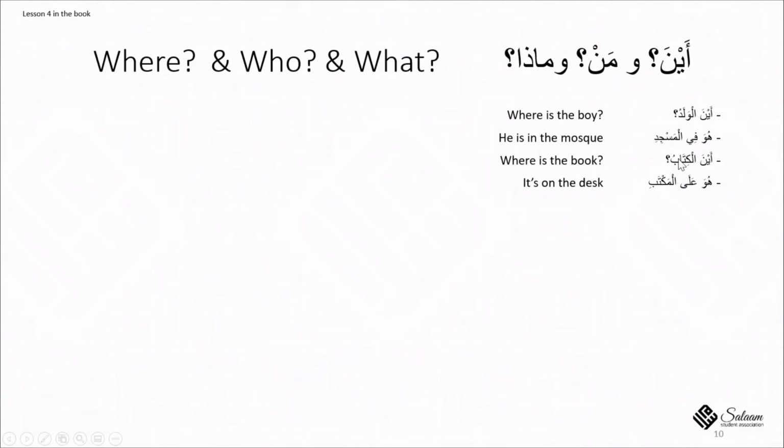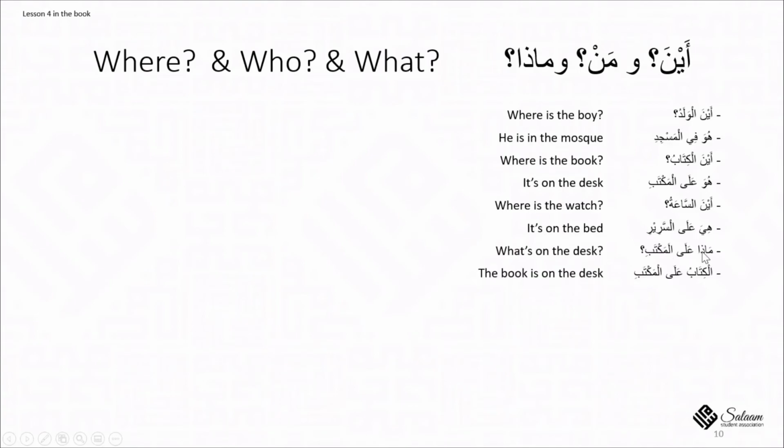هو also singular masculine. هو على المكتب. He's on the desk. أين الساعة؟ Where's the watch? الساعة, I think, is the new word. هي على السرير. And السرير has a kasra because there is على before. And على is on. It is on the bed. ماذا, which is what. ماذا على المكتب؟ What is on the desk?